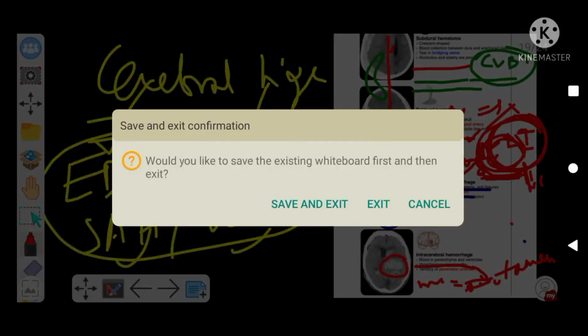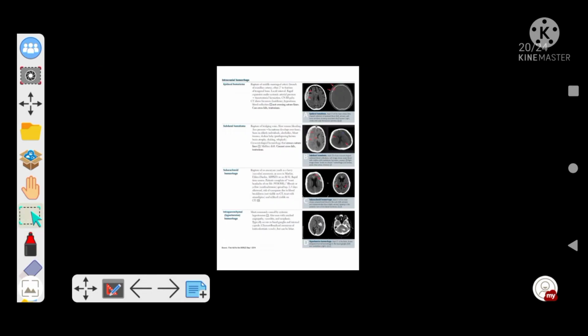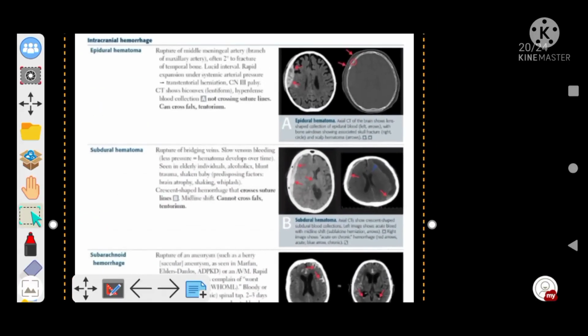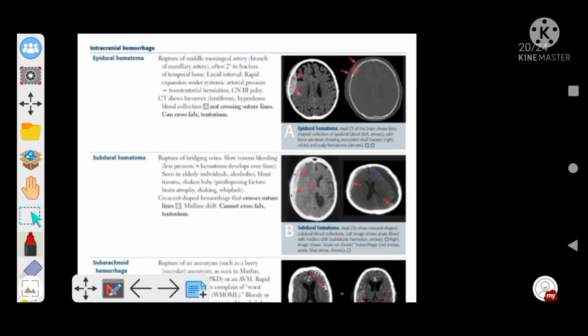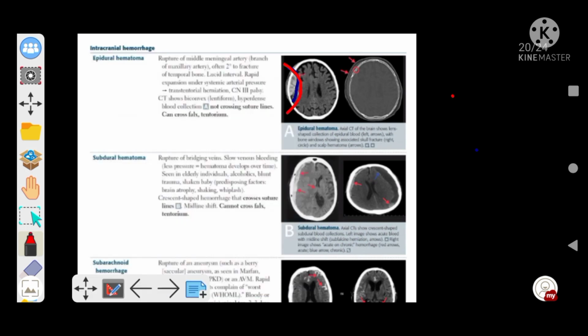We will see another picture. Yes, so the same thing is mentioned. I would just like to highlight the pictures here. See, this one is EDH. Now you can easily identify. This one is your EDH because it is lens shaped. See, this is how it pushes the midline, the gray matter, to the other side.